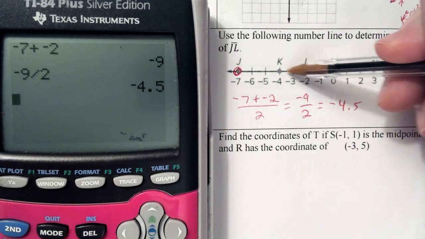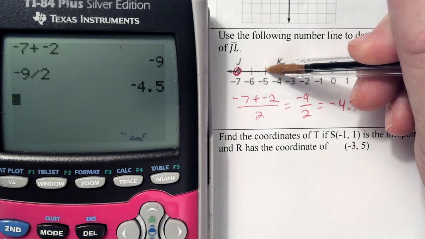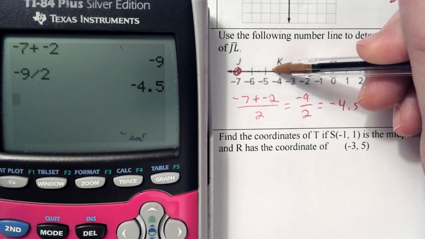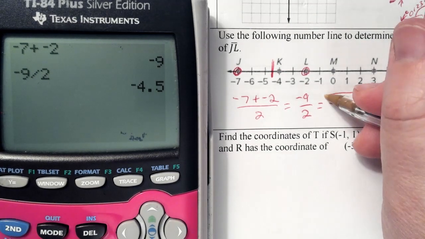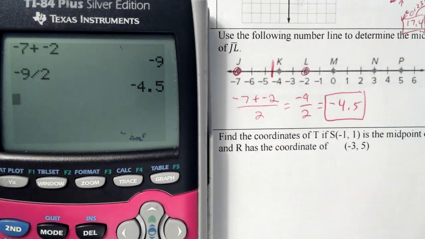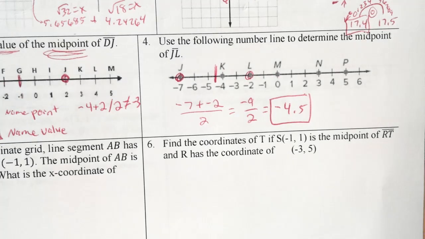So there's -4, and here's -5. So -4.5 would be somewhere in the middle. Which, does that look legit? Yes, it does. And that was your final answer. Awesome sauce. And that was the answer for number 4.